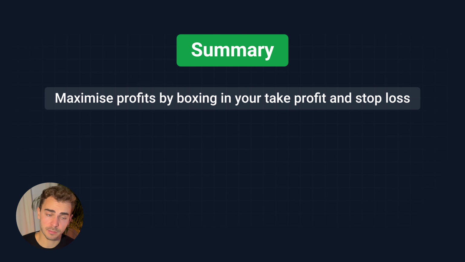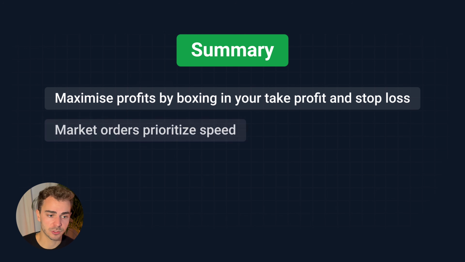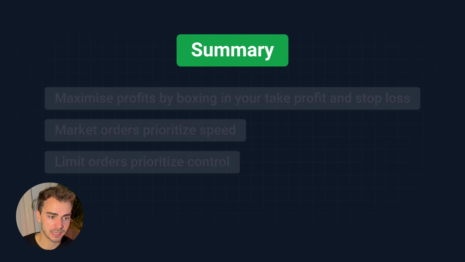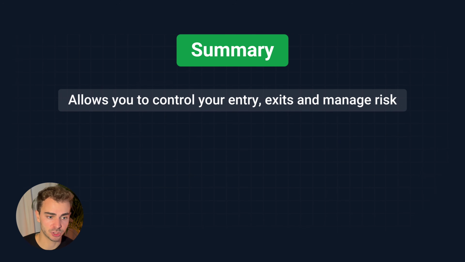One different thing to keep in mind is the execution speed versus price control. Market orders prioritize speed because you will get instant exposure to the markets, while limit orders prioritize control, so you are in control of where your order is going to be filled. And to conclude and give a quick summary, different order types give traders the flexibility to control their trades, manage risk, and execute their strategies efficiently.